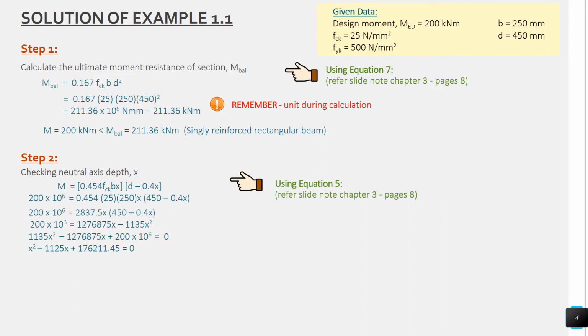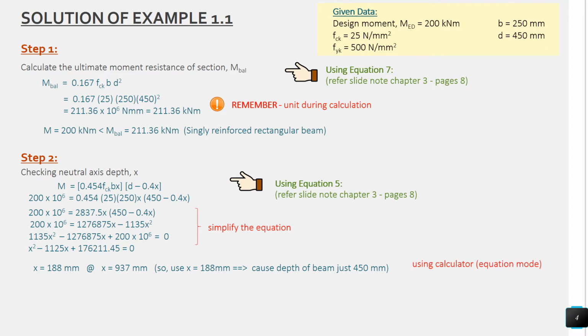Simplify the equation. So, x squared minus 1125x plus 176,211.45 equals 0. Using calculation, key in the information and the answer x is 188 mm and x is 937 mm. So, we use x equals 188 mm because the depth of beam is just 450 mm.